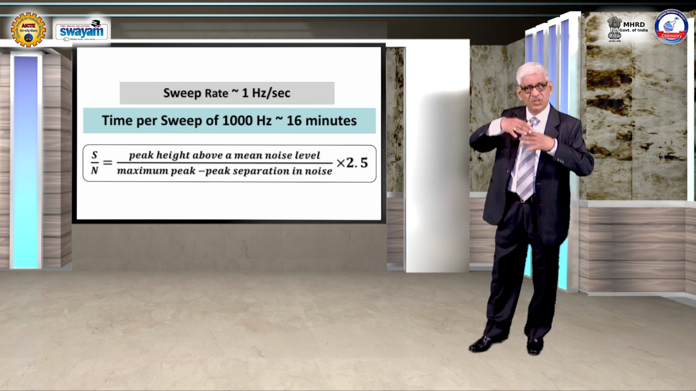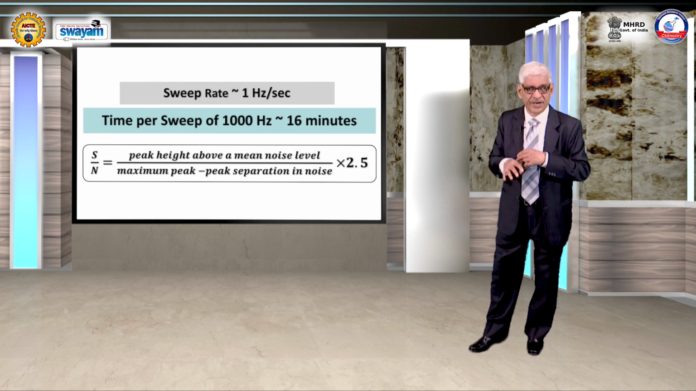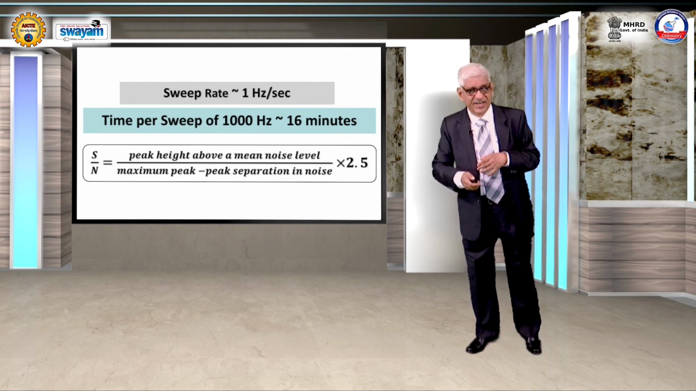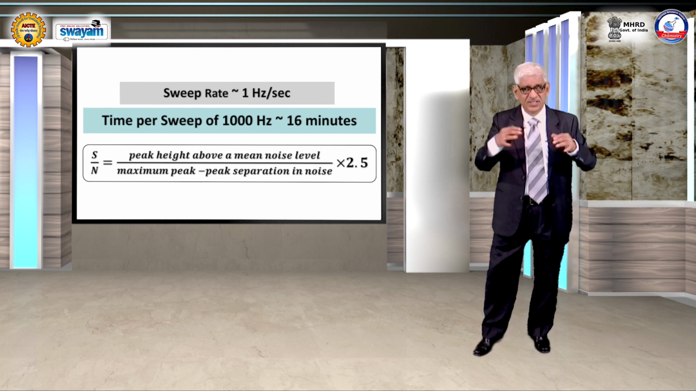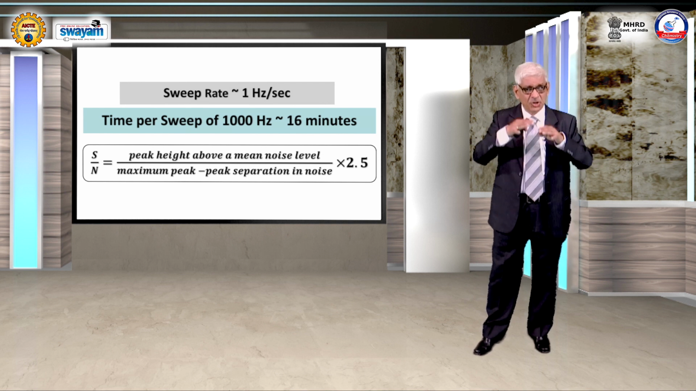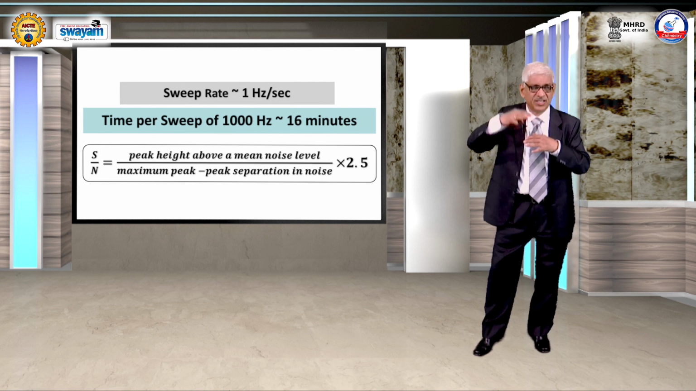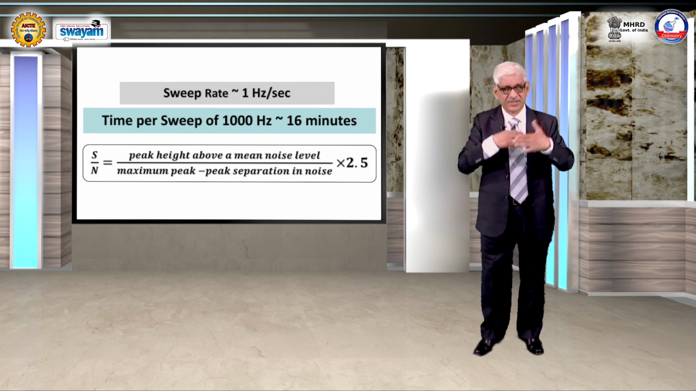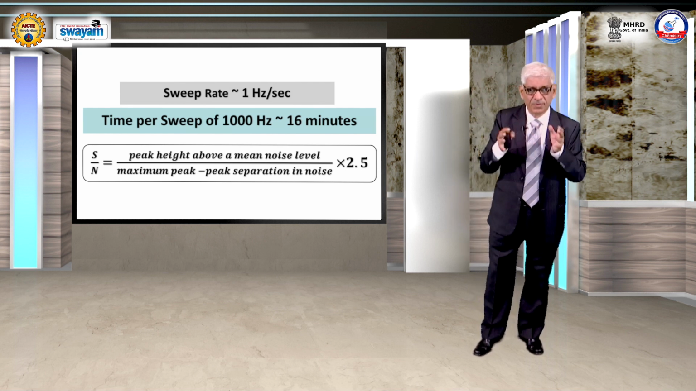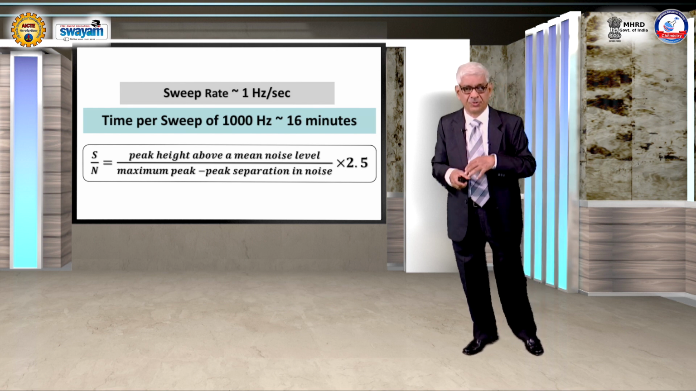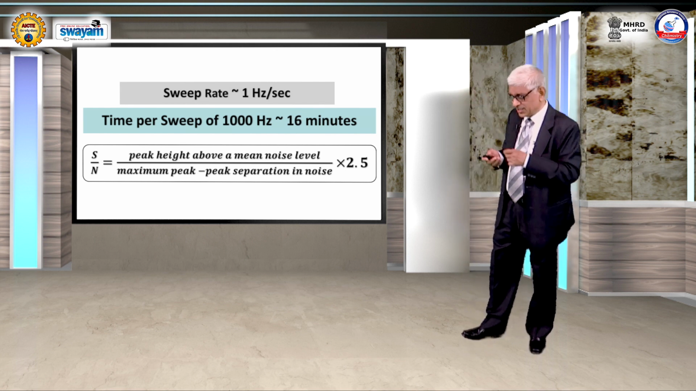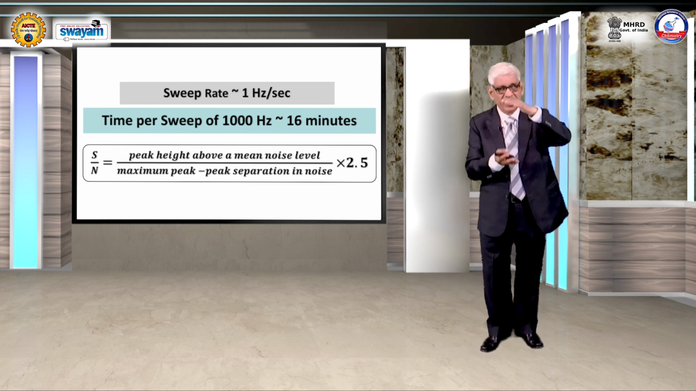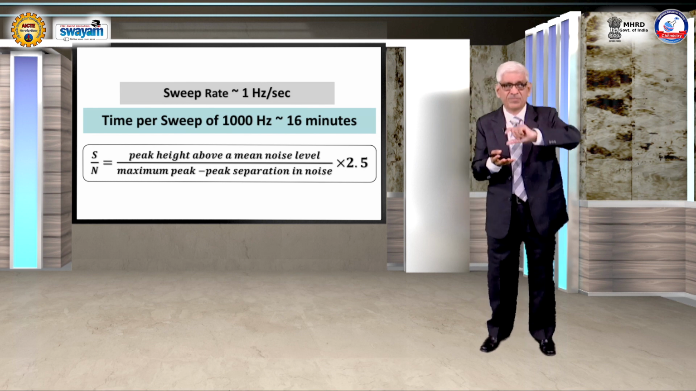If you want to improve the signal to noise ratio in your spectrum, the signal to noise ratio is defined in the particular manner as indicated here. So if you have the noise, then you have a signal, and then you take the measurement of the height of the signal above the noise level, and you also take the noise maximum peak to peak separation in the noise, you take the ratio and multiply by 2.5, and that gives you the signal to noise ratio. Now generally in NMR the signal to noise ratio is rather small, because at the radio frequency level the population differences are small, and therefore the energy absorbed will be small.